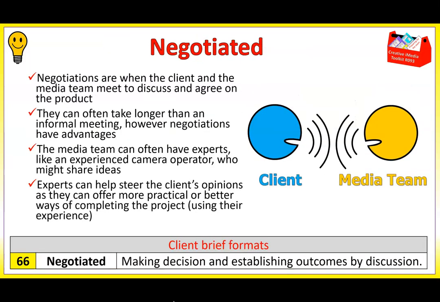Negotiated. Negotiations are where the client and the media team discuss and then agree. This can take longer, but the media team will often have experts in camera shots or film or adverts, and the experts can help steer or influence the client's opinions so they can make a better experience all round.